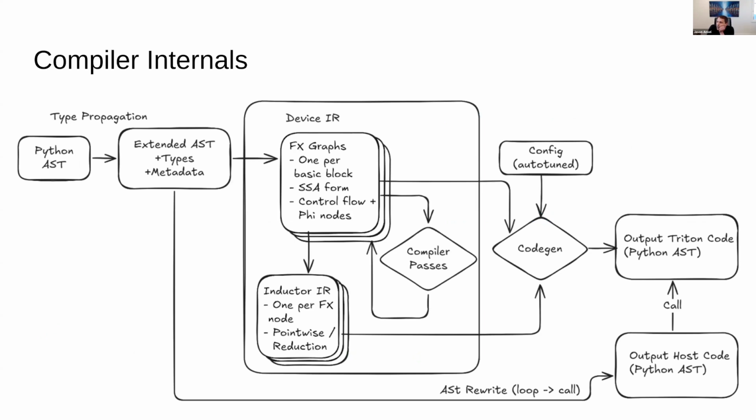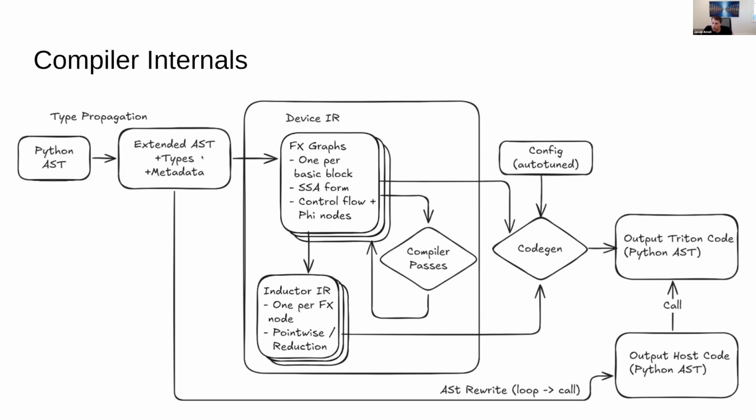So next I want to talk about the internals of Helion. I won't go into too much detail here, but basically this is the flow of the internals of the Helion compiler. So we start off with the Python AST. Helion processes the AST using AST parsing. We first do a type propagation pass. This type propagation pass adds type information to every node of the AST, and also a bunch of other metadata.